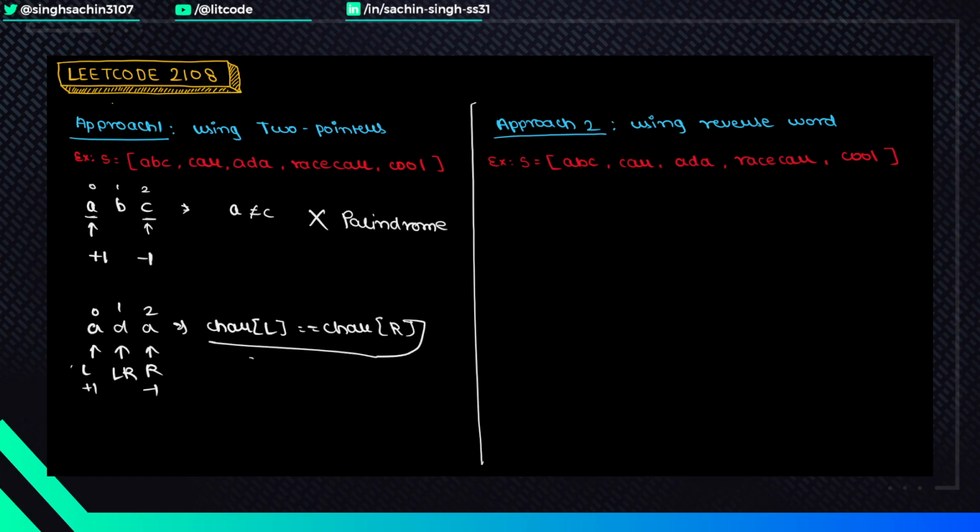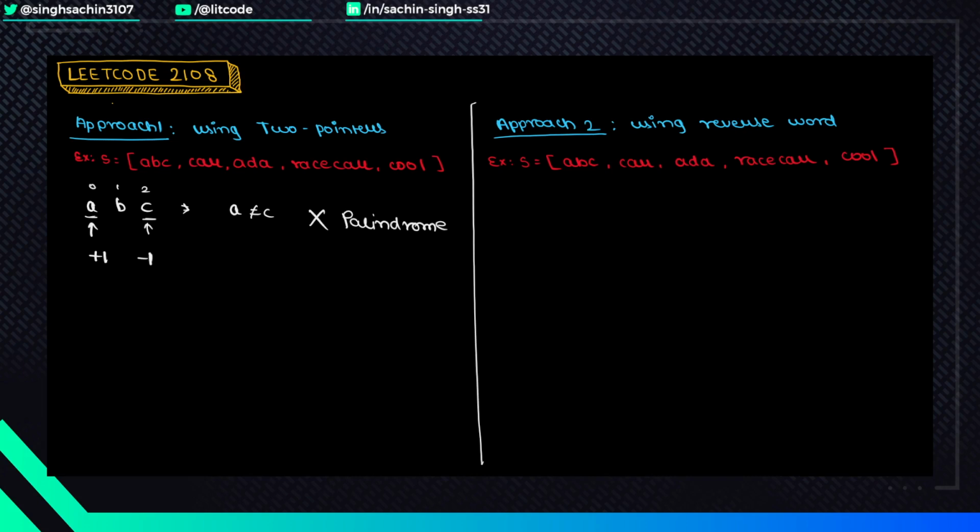Let's take one more example of racecar, because it's a little longer string, which might help understand it better. RACECAR. We started from these two points. R, same. We'll update the pointers. A, A, same. Again we'll update the pointers. C, C, same, and we are at E now. So this is also a palindrome. This is the first approach which we can use.